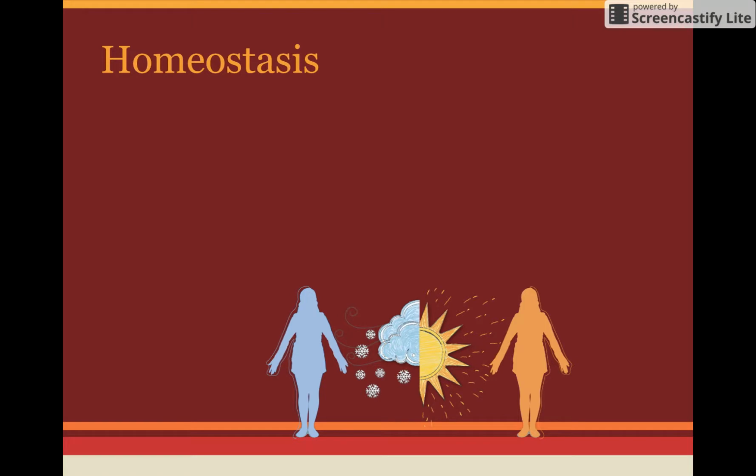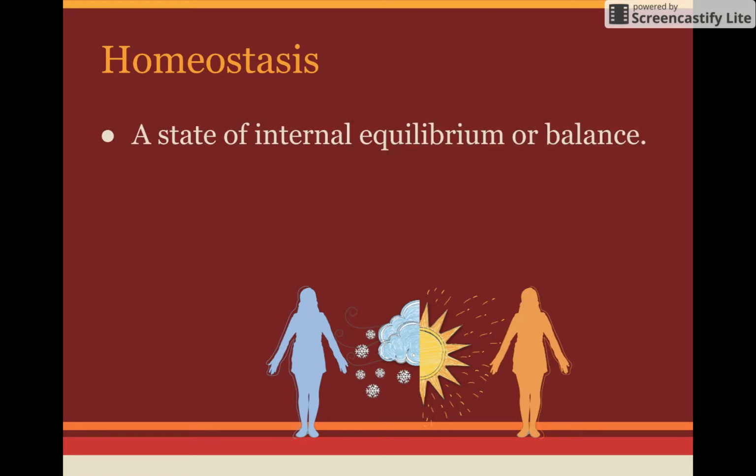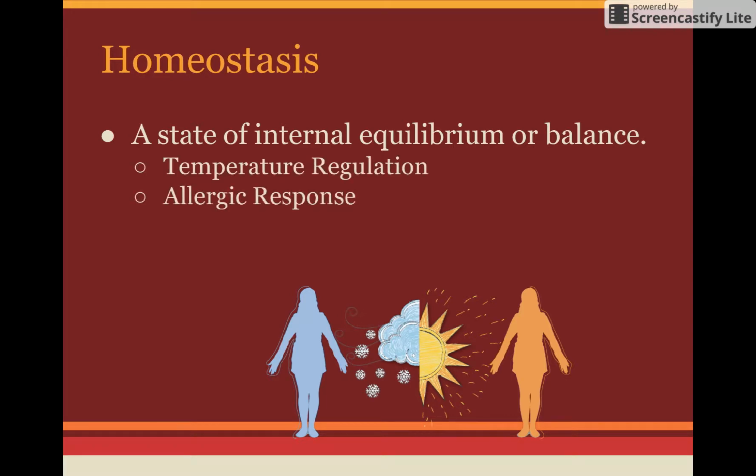Homeostasis simply means that your body is trying to maintain an internal equilibrium or balance. You're trying to maintain your body's temperature and all the chemical processes within it. Here are two examples. Temperature regulation: if you're hot, you sweat; if you're cold, you shiver. Allergic responses are another way for your body to keep itself in balance, by trying to remove allergens when they are in your system by sneezing.